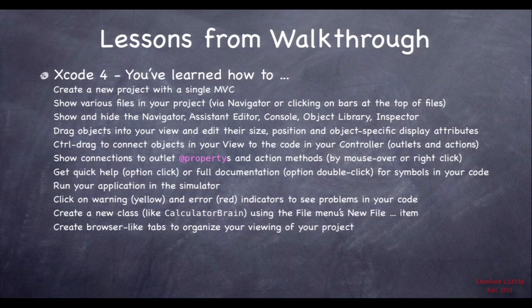You learned how to mouse over the little round dot that's in the gutter to the left of your controller code to see what an outlet or an action is connected to. You can also right-click on that, and you also can right-click on objects in your view. Okay, that's covered in the walkthrough. We didn't do that in the demo, but you can right-click on objects in your view, and it'll bring up a little window. It shows you all the connections.